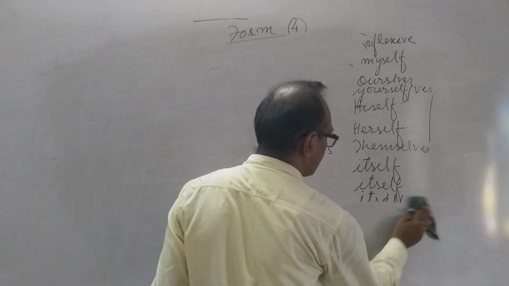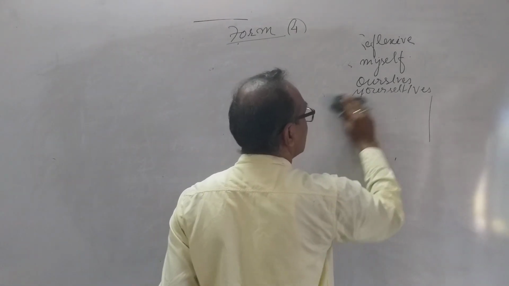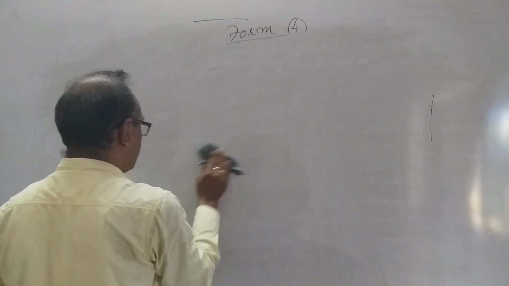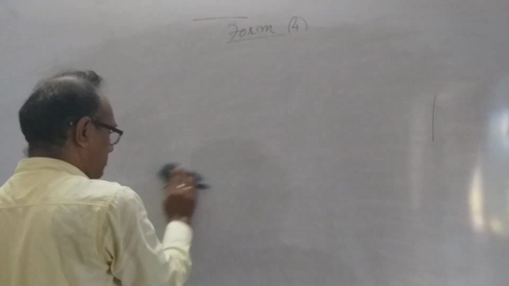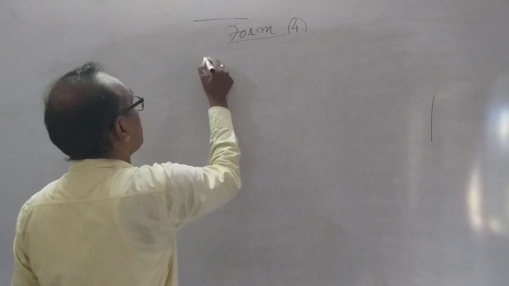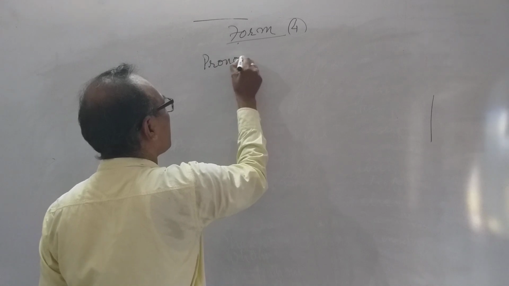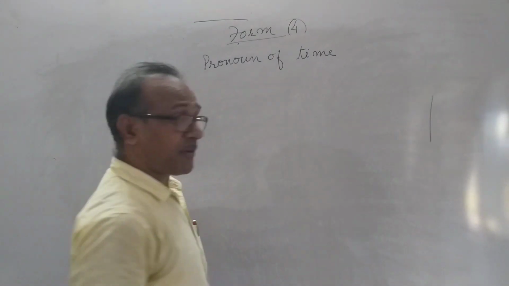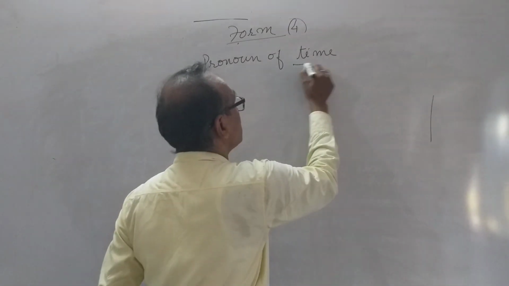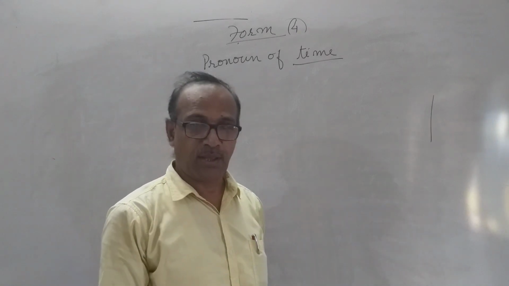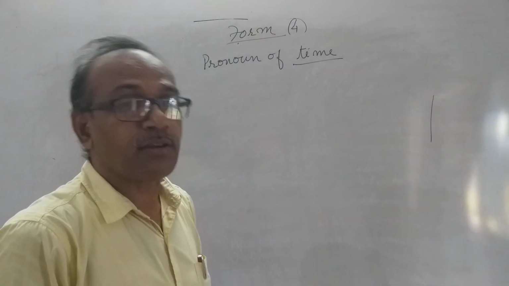So, we discussed that for a person we use a personal pronoun. For a demonstrative purpose we use a demonstrative pronoun. But here you will see the pronoun of time. Under pronoun of time, because time is also a noun. Time is also a noun, but for this particular time, we cannot use any of these pronouns. So we have some different words.